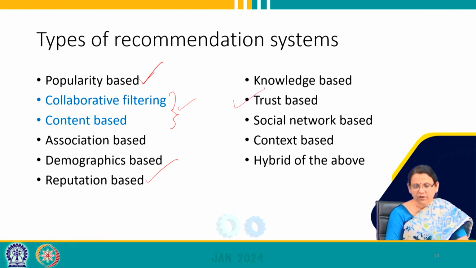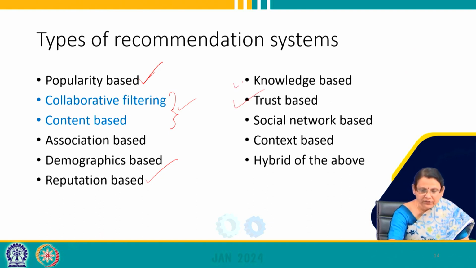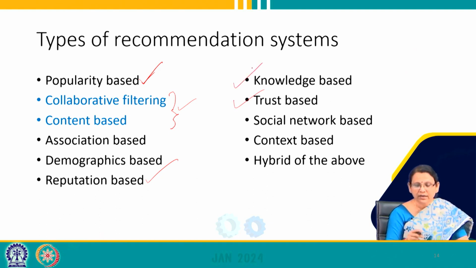So, also the case of trust based. In case of knowledge based, we have to use certain additional domain knowledge. In case of social network, we need to know how the users are connected with each other. In case of context based, certain additional context such as time and location of the user we have to consider, and we can also have a hybrid of all this.